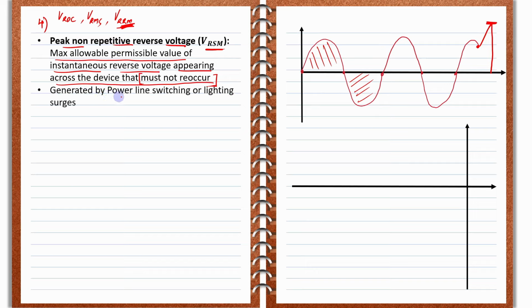So where is it generated? It is generated by power line switching, that is usually the opening or closing of circuit breakers, or by lightning surges.